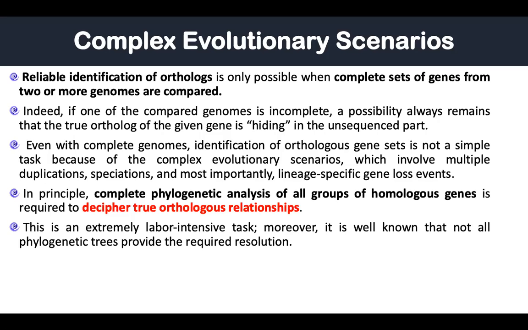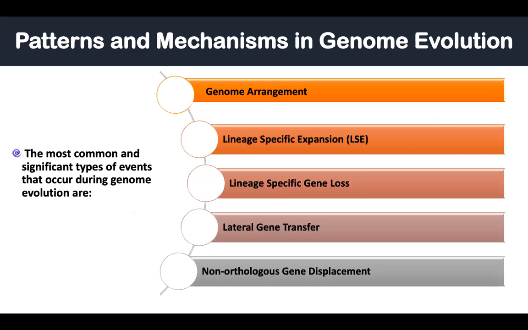So this is, as I mentioned, an extremely labor-intensive task. Moreover, it is well known that not all phylogenetic trees provide the required resolution. So if you don't have complete genome sequences, if you don't have, for instance, genomes of closely related species or genus, it is going to be a little tricky to explain what exactly has happened in the evolutionary tree, right?